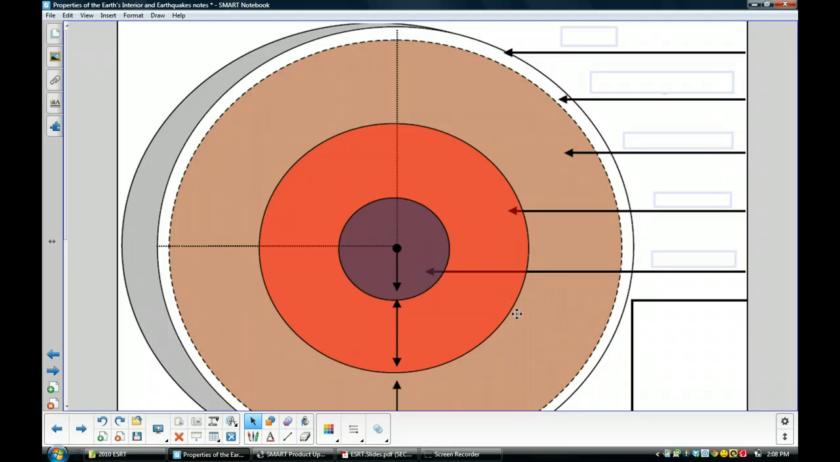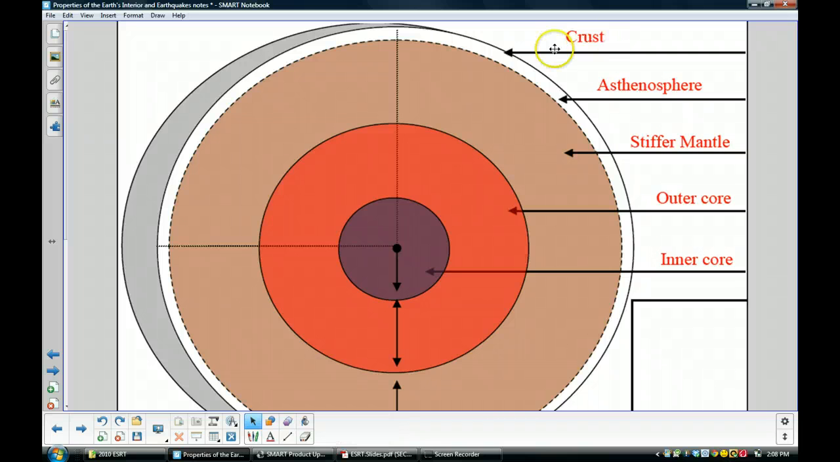Write down the labels for each of the layers. It's good to start from the center. That's the easiest way, I think, but we can go from the center on out. If we do that, you'll see the inner core, outer core, the stiffer mantle, asthenosphere, and then the crust sitting on top of that.